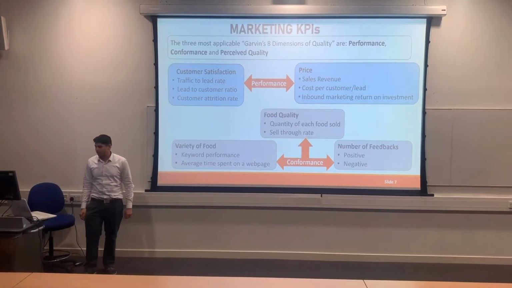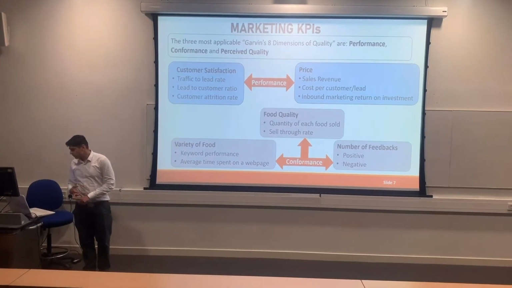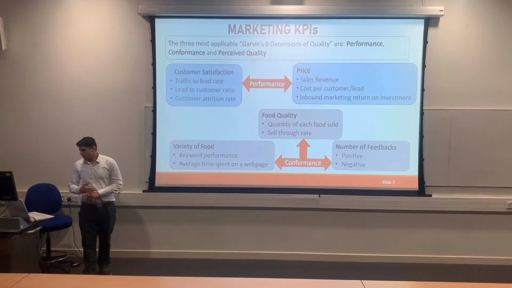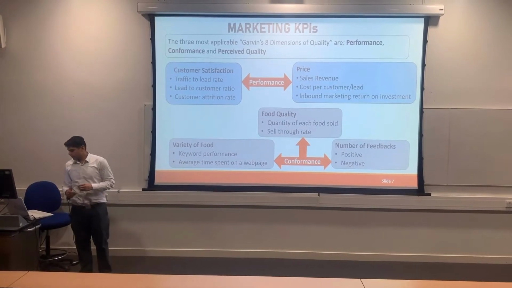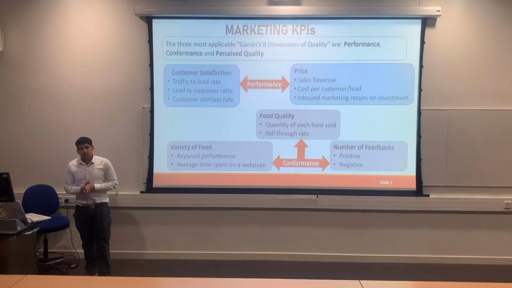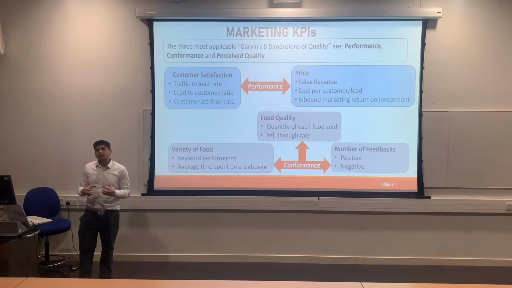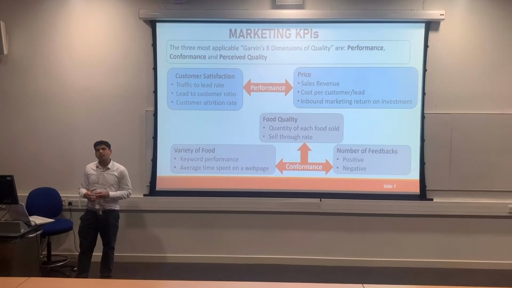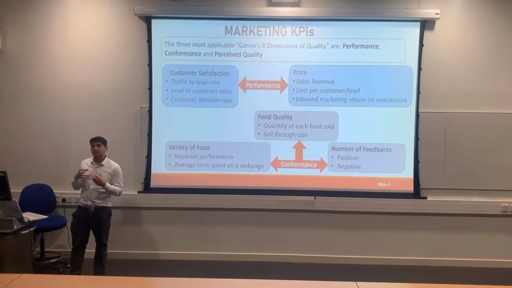Under conformance, we looked at 3 main topics, which was food quality, variety of food, and the number of feedbacks that were received from Leon's customers. In the food quality, as I mentioned already, we have to measure the number or quantity of food that was sold based on a rate or sell-through rate. This sort of gives us an idea of how Leon's marketing with food quality was perceived from the customer's point of view.